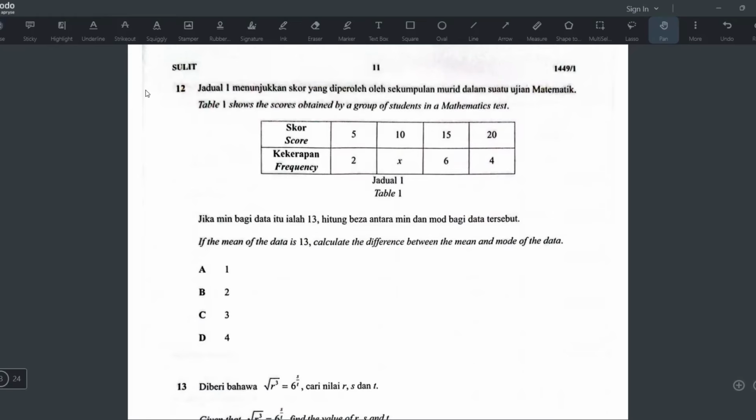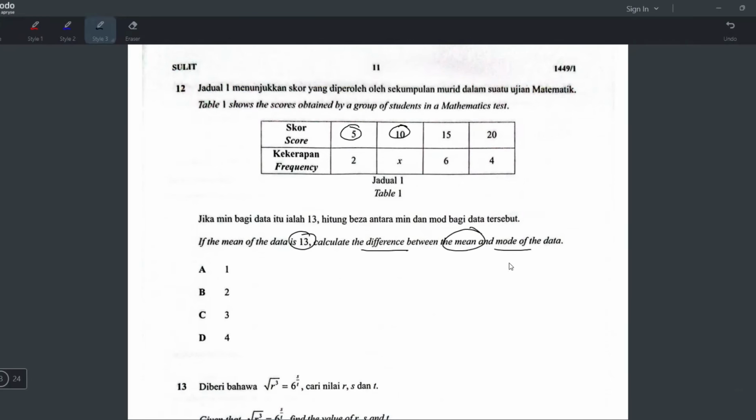Okay, number 12. Table 1 shows the scores obtained by a group of students in a mathematics test. So yang score 5 markah ada 2 orang, 10 markah tak tahu, 15 markah 6 orang, 20 markah ada 4 orang. The mean is 13. Calculate the difference between mean and mode. Okay, find out the mean. I already know the mean is 13. But I need the mode.